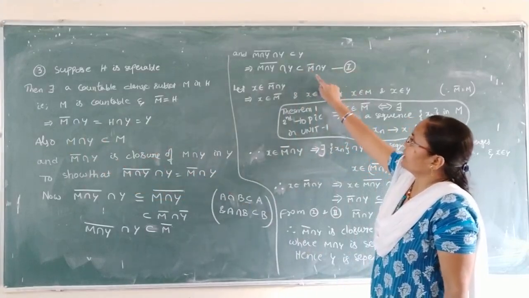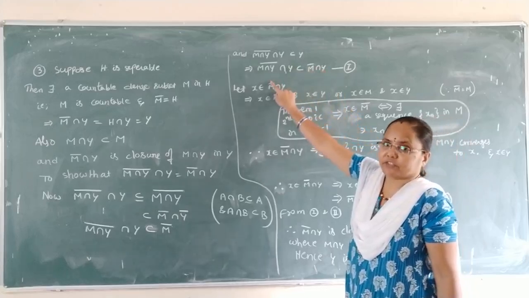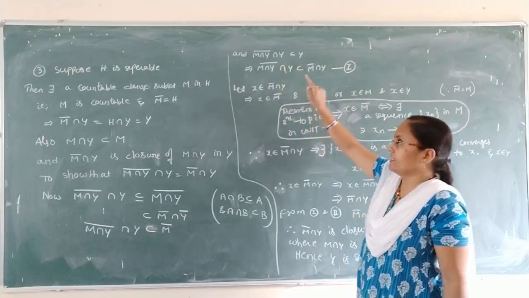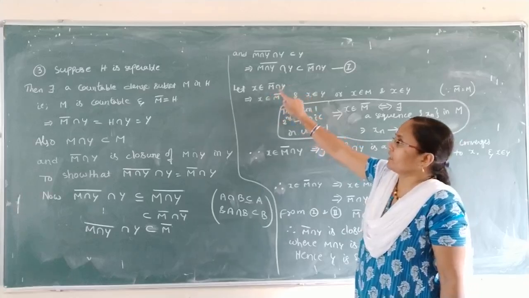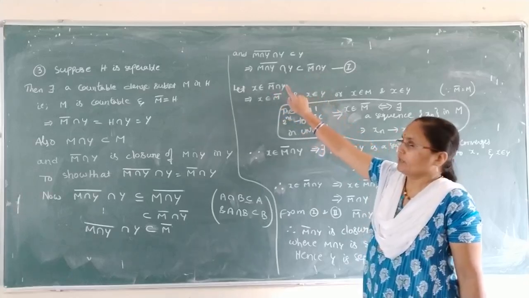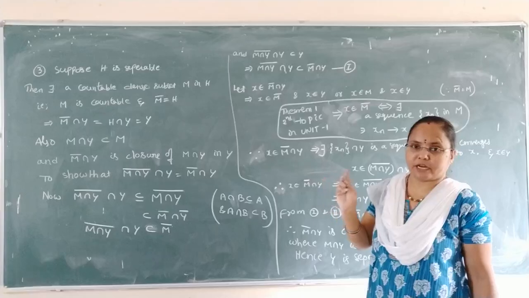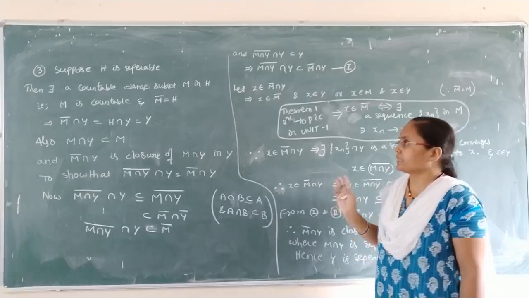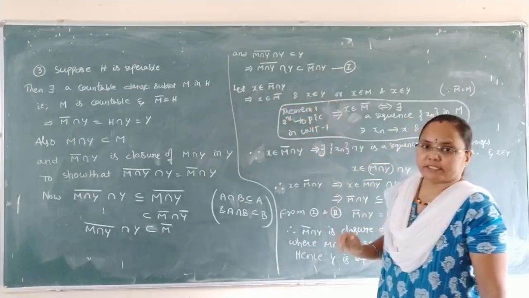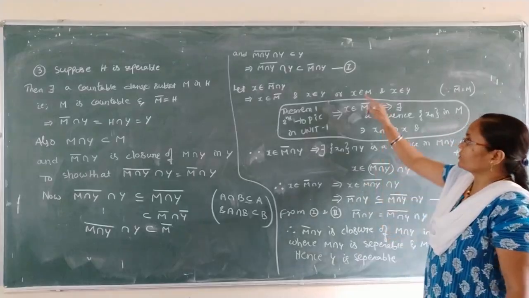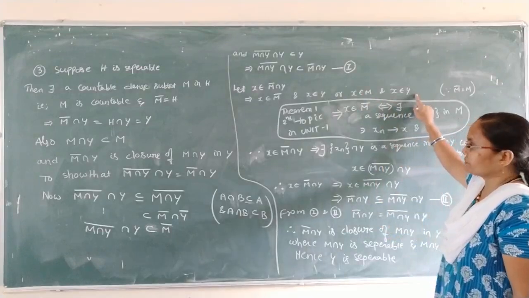Next we have to show that M bar intersection Y is a subset of M intersection Y whole bar intersection Y. For this purpose we are taking one element in the set. Let x belong to M bar intersection Y. One element in the intersection means that element belongs to the first set and the second set. So let x belong to M bar and x belong to Y. Since M bar is equal to M, x belongs to M and x belongs to Y also.